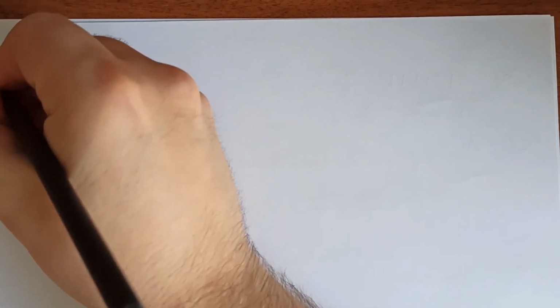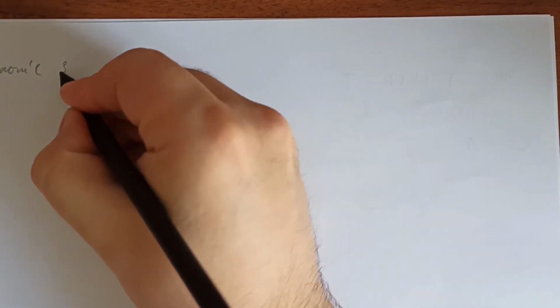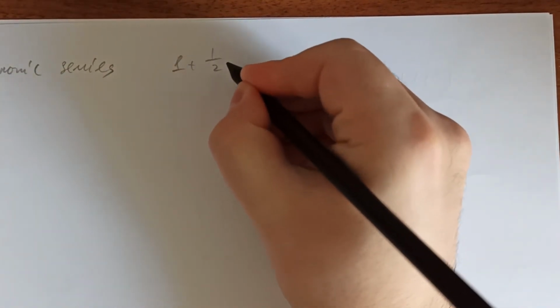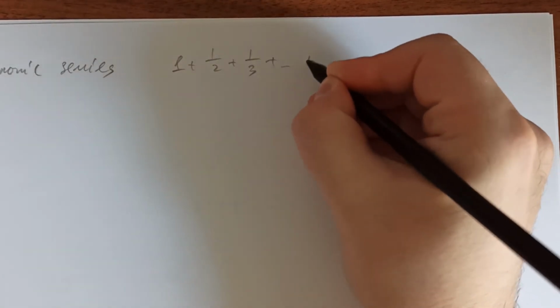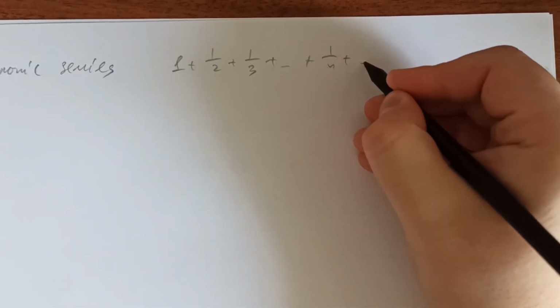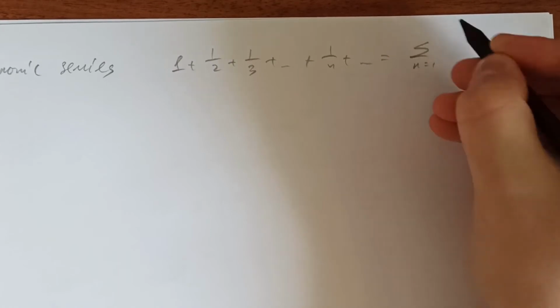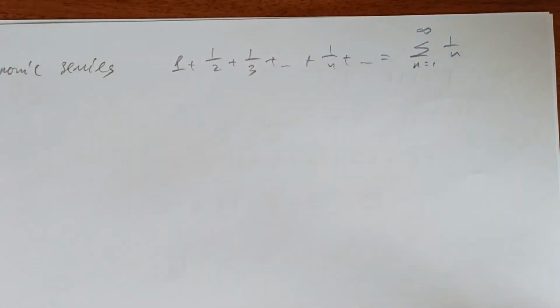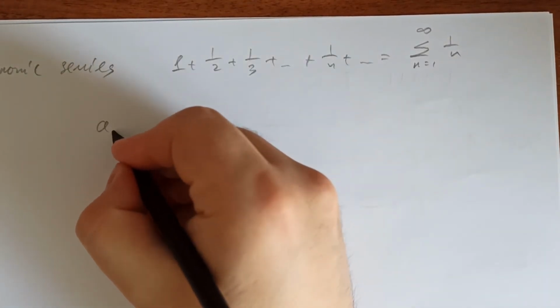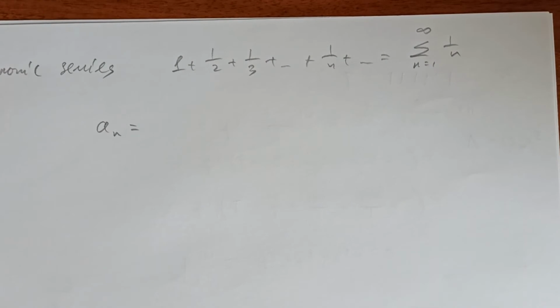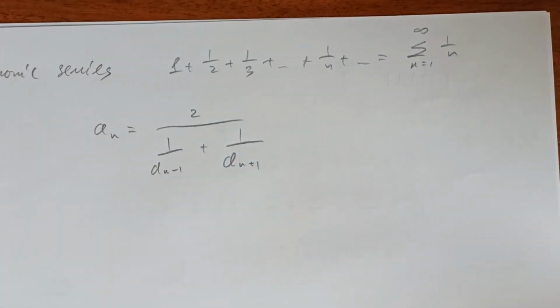One more type of series is harmonic. 1 plus 1 over 2 plus 1 over 3 plus so on plus 1 over n plus so on, or the sum n from 1 to infinity of 1 over n. It's called harmonic because each next element is the harmonic mean of the previous one and the next one.